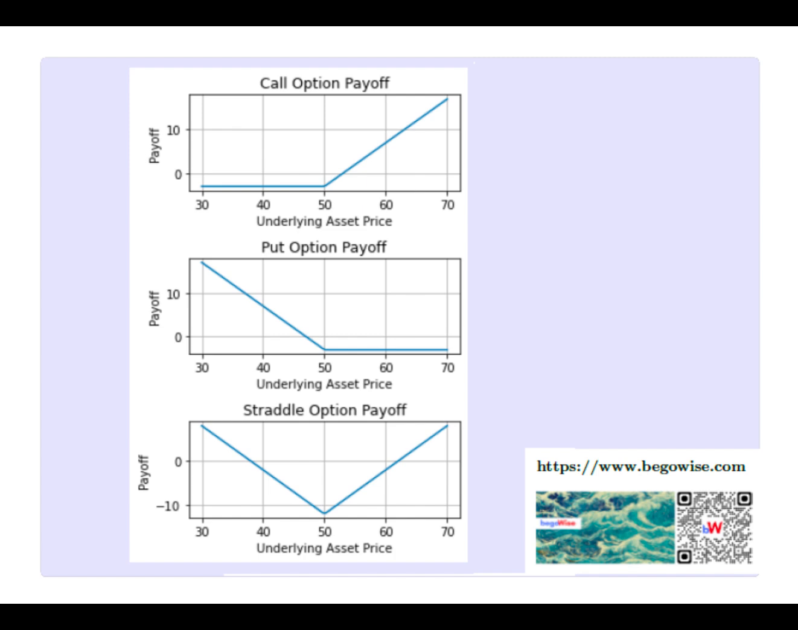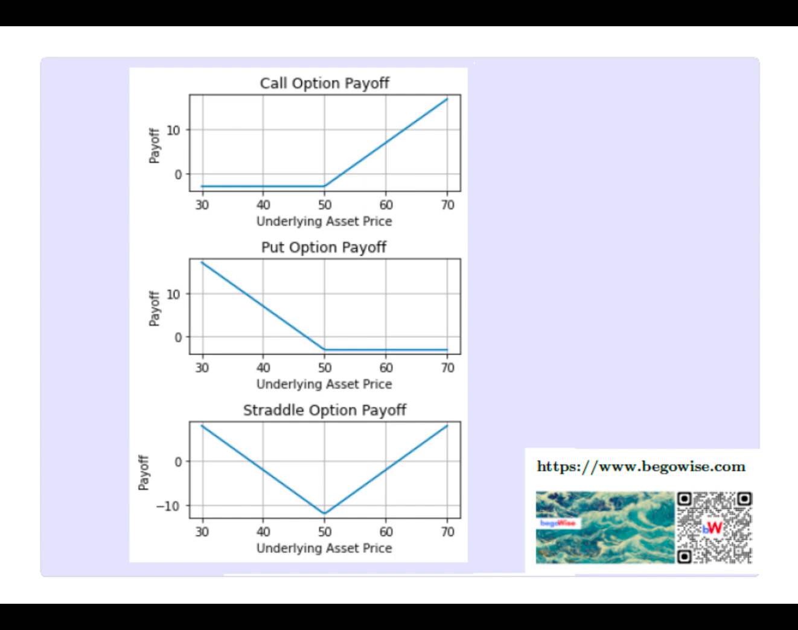At the money. When the stock price equals the strike price, the call option is at the money. Here, the payoff starts to increase linearly. The function shows a straight upward line as the stock price starts to exceed the strike price. In the money. As the stock price rises above the strike price, the call option is in the money. The payoff function continues to rise linearly, reflecting the increased value of the option as the stock price grows further above the strike price.